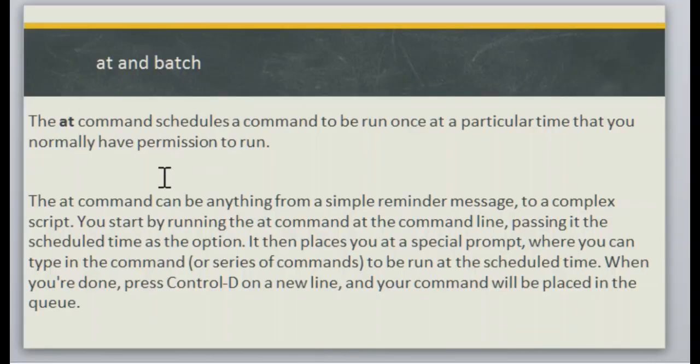At is going to run one single time. The at command can be anything from a simple reminder message to a complex script. You start by running the at command at the command line, passing it the scheduled time as the option. It then places you at a special prompt where you can type in the command or series of commands to be run at the scheduled time. When you're done, you hit Control D on a new line and your command will be placed in the queue.